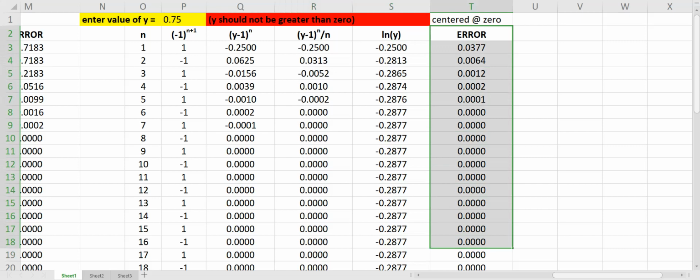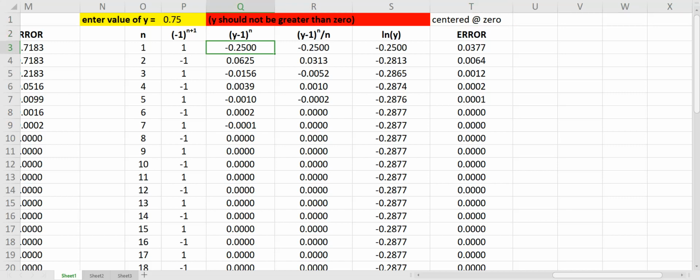The Taylor series is actually centered at 0, which makes it a Maclaurin series. The third column is composed of y minus 1 raised to n. We only use this column so that Excel would become easier to solve or to demonstrate. I will try to explain this later, why we used y minus 1 raised to n when in fact we already have y minus 1 raised to n all over n. Now let's go to our next sheet.